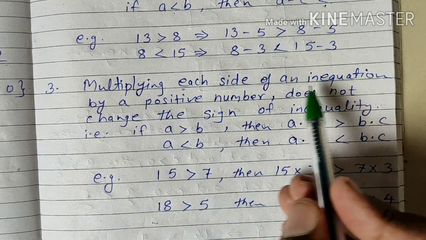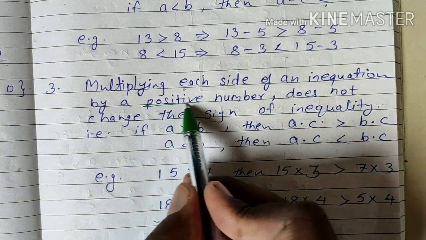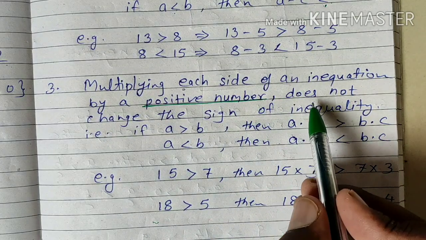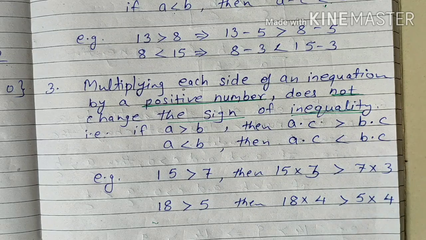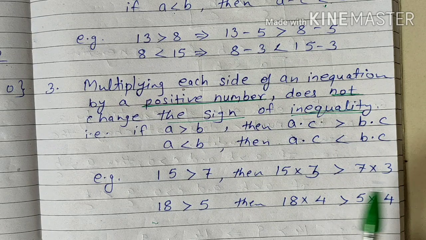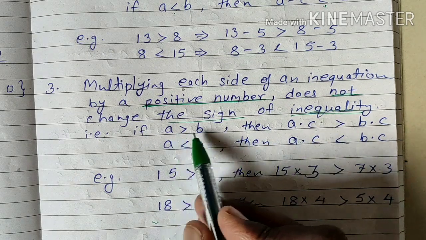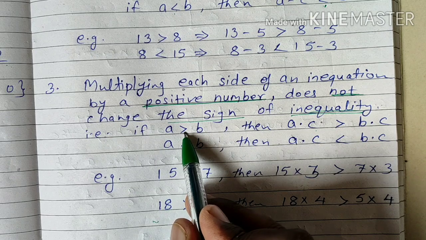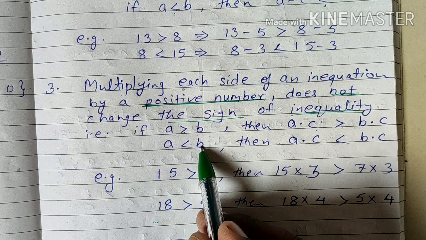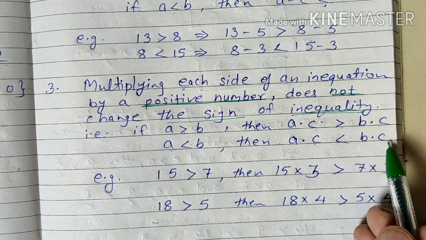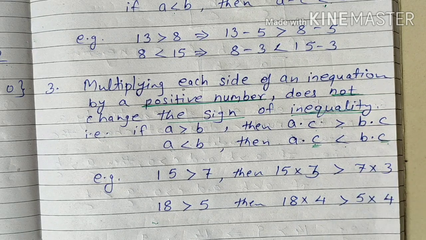If we multiply both sides of the inequality by a positive number, any positive number, it does not change the sign of inequality. If C is any positive number and we multiply both sides by C, the inequality sign remains the same. Similarly, in the next case, if A is less than B and we multiply by C on both sides, and C is a positive number, then the inequality sign remains the same.